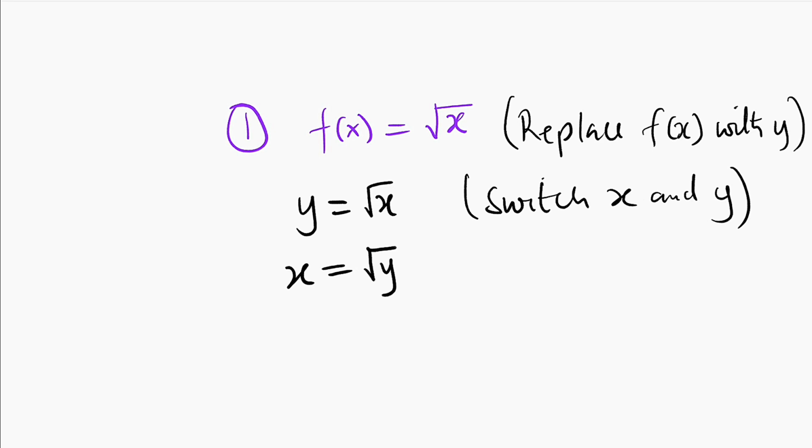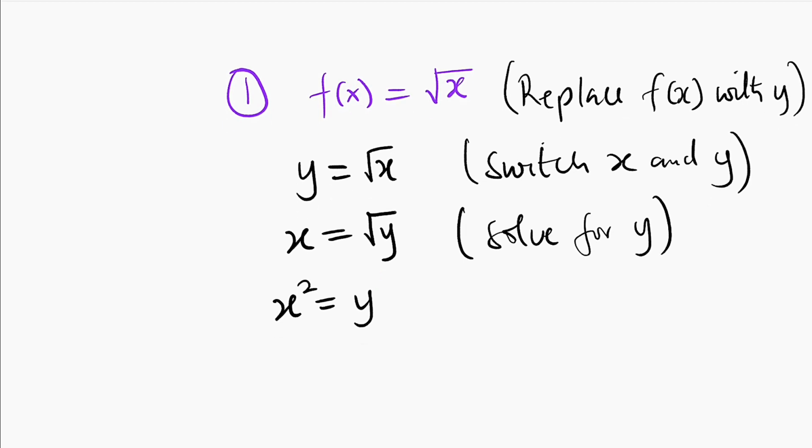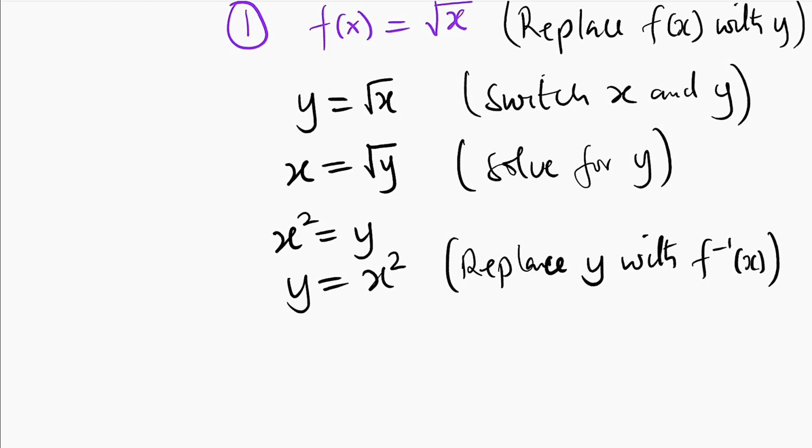Next, we are going to solve for y, or make y the subject. Now to solve for y, we are going to square both sides because square will cancel the square root. So x squared will be equal to y, or you can write it as y equal to x squared. And finally, we are going to replace y with f inverse of x. So finally, we have f inverse of x equal to x squared.